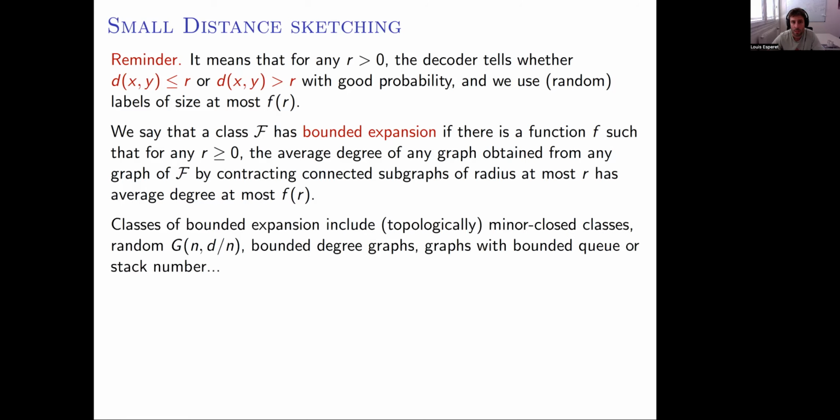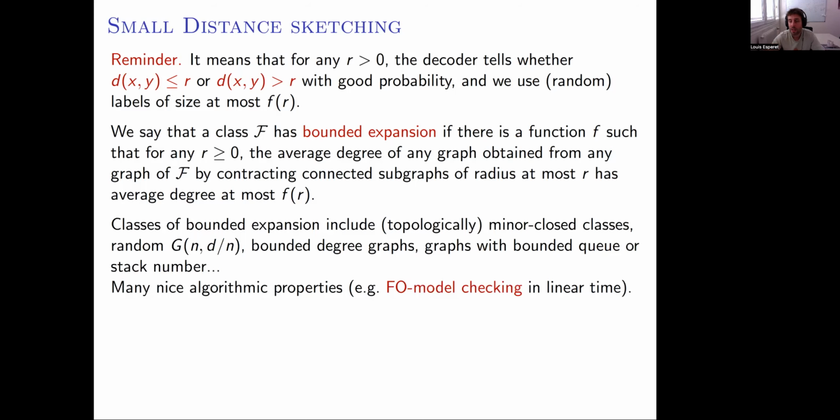But this contains many interesting graph classes: minor closed classes, sparse random graphs, bounded degree graphs, graphs with bounded queue or stack number, many classes that have some geometric definition. All these have bounded expansion. And such classes have very nice algorithmic properties. You can do first order model checking in linear time, and many other important properties.